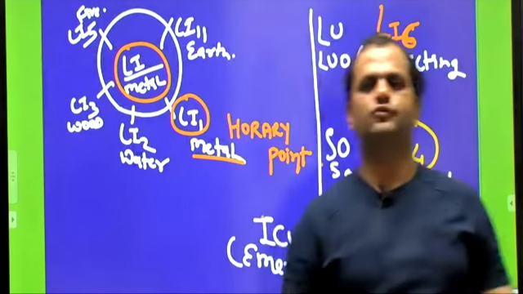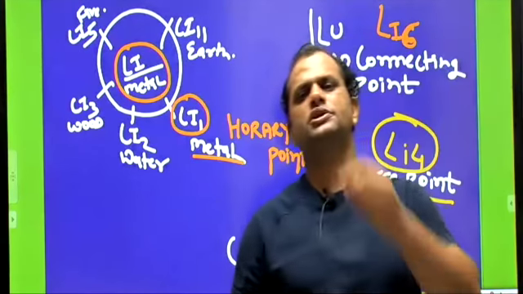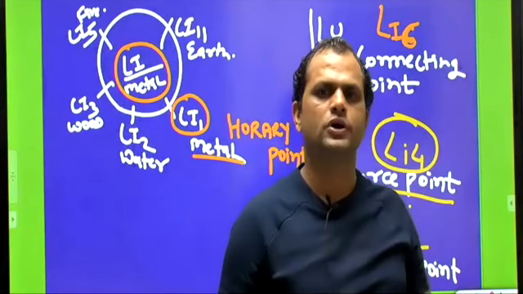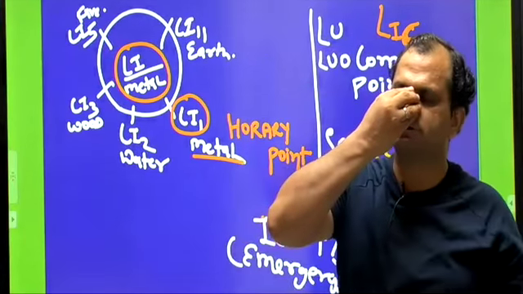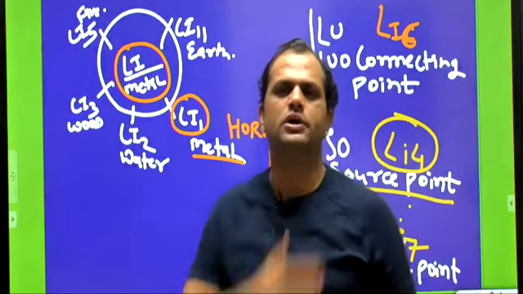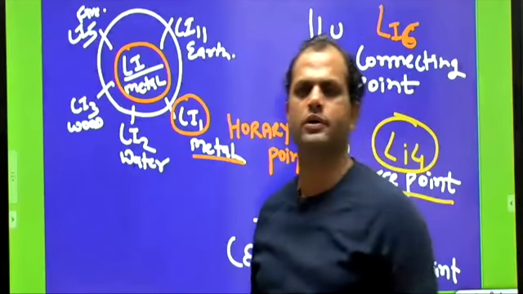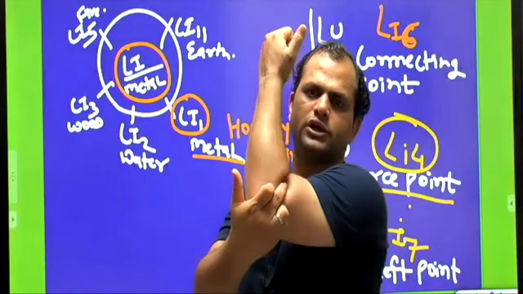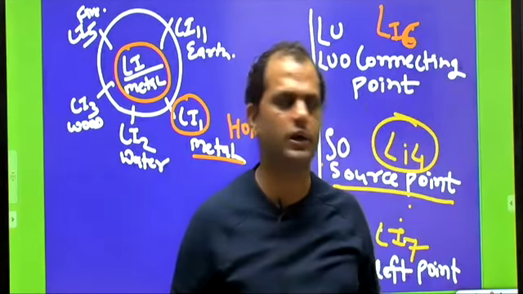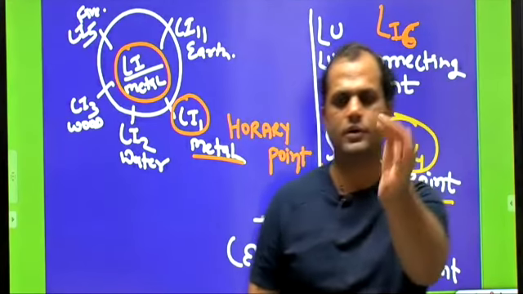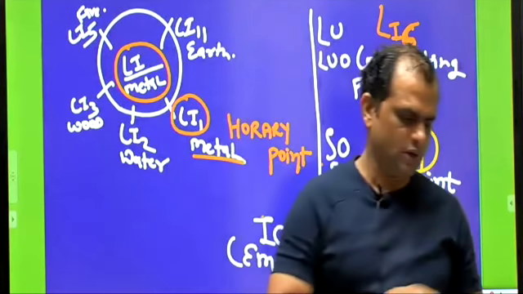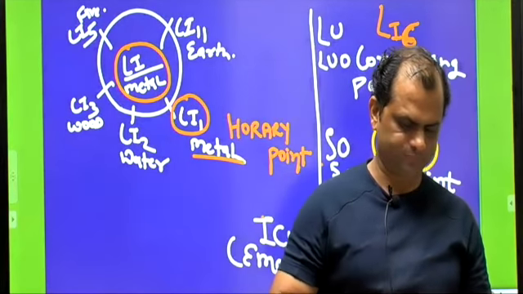The meaning of this is, if there is any emergency, the patient is crying, doctor, can you treat my tooth pain? LI7. Oh, my nose is blocked, can you treat? LI7. Oh, my throat is paining. LI7. Can you treat my shoulder pain? LI7. If elbow pain or tennis elbow, LI7. If there is any pain in the root of the LI meridian, you can treat LI7. LI7 is the emergency point. Let's see the location of LI7.